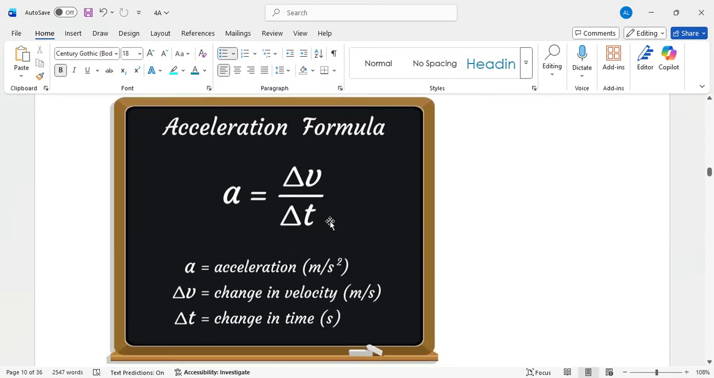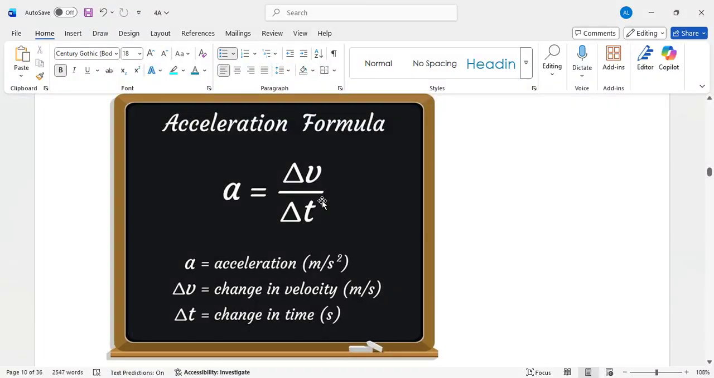All right. So the acceleration formula: a equals delta v over delta t. Delta v is the change in velocity, in meters per second. Delta t is the change in time. Acceleration is in meters per second squared.